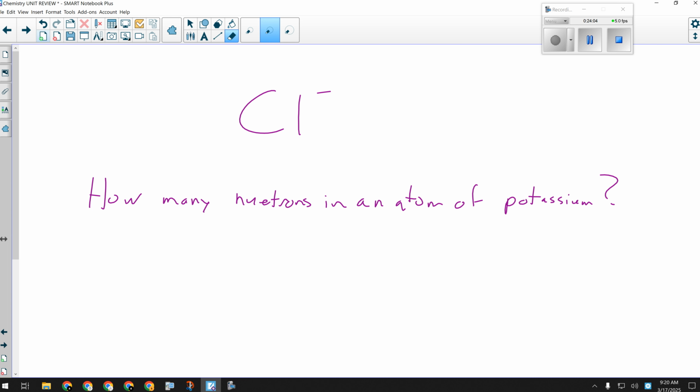Protons and electrons, because those have to be equal in number, right? Okay, atoms don't have a charge. So there's 19 protons in a potassium atom. There are 19 electrons in a potassium atom. How many neutrons are there?